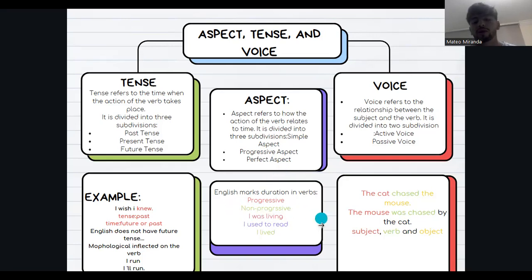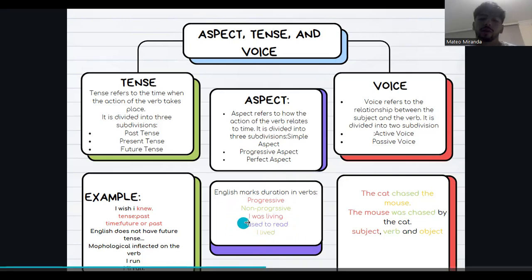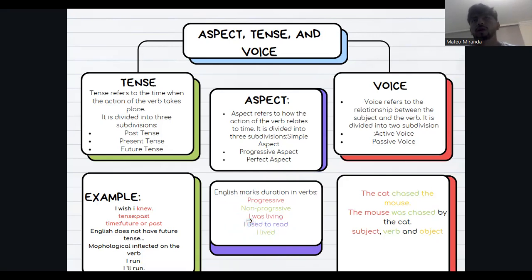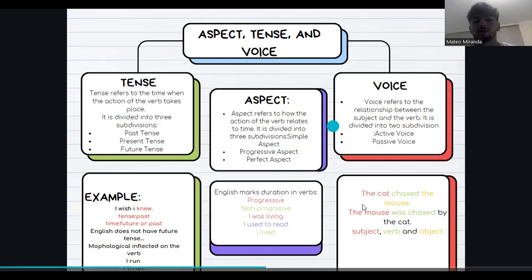Now, a non-progressive is "I lived." And then we have another aspect, here "I used to read." That is an action that you used to do, but you don't do it anymore. So I hope you understand these differences of aspect.